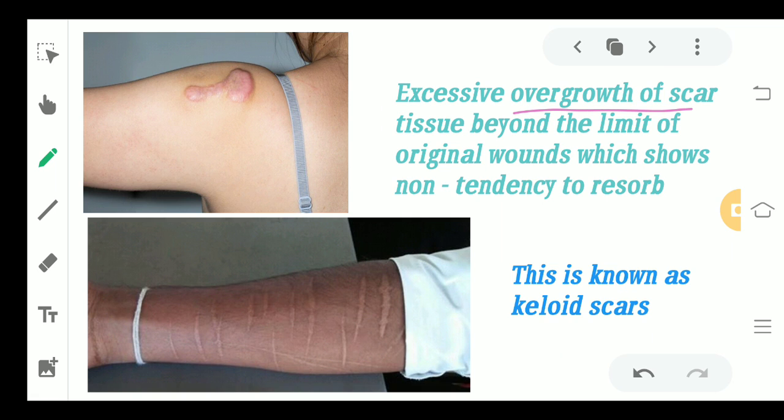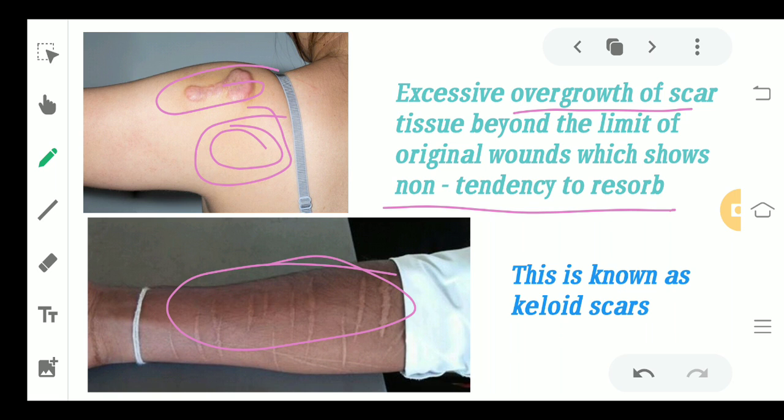Whenever there is excessive overgrowth of scar tissue beyond the limit of the original wound. For example, the original wound was this much and the overgrowth of the tissue came out to be this much. That is said to be excessive overgrowth of the scar and the keloid tissue. The keloid tissues have normally no tendency to resolve and get back to normal tissue level. So you see in this picture also, there is so much overgrowth which can be seen in the keloid scars.